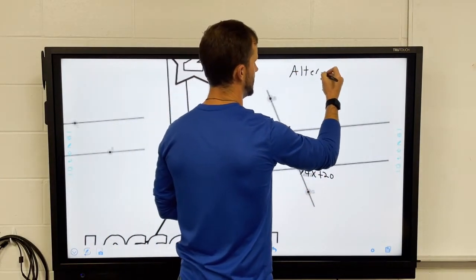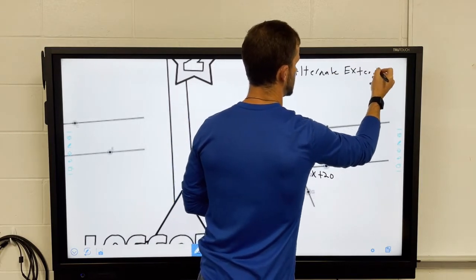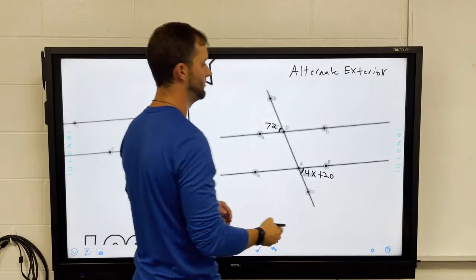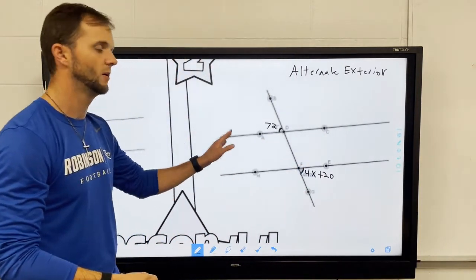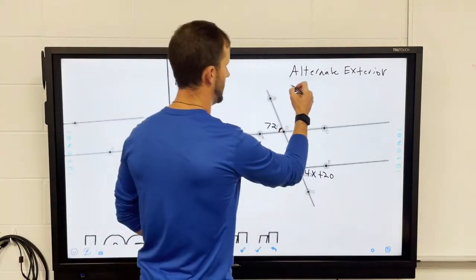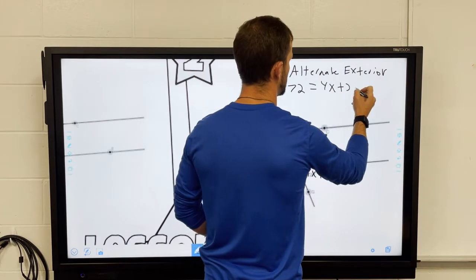Alternate exterior angles. And so since they're alternate exterior angles, that means they're congruent, which means 72 and 4x plus 20 are going to be equal to each other. So I'm going to do 72, and I'm going to set that equal to 4x plus 20.